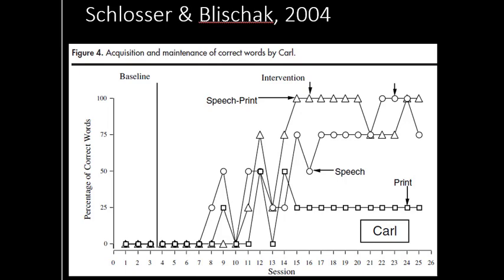All 4 children reached criterion across conditions, although 3 children reached criterion first with print or speech print feedback. 1 child was most efficient with speech print followed by speech feedback.